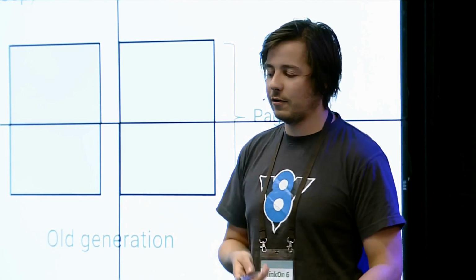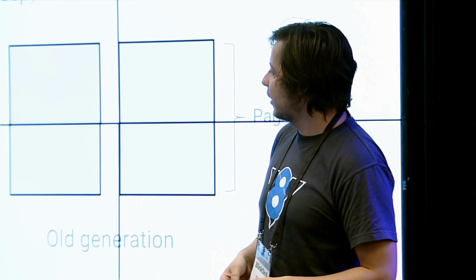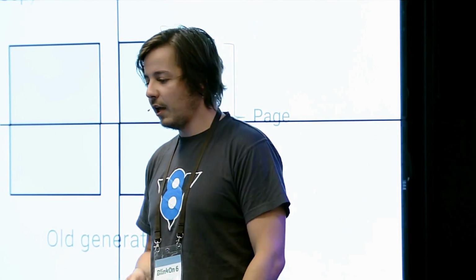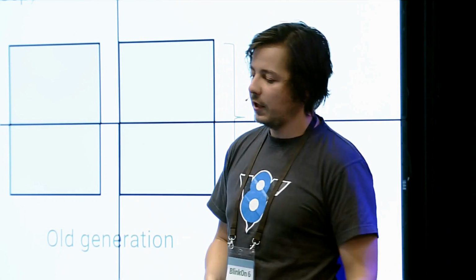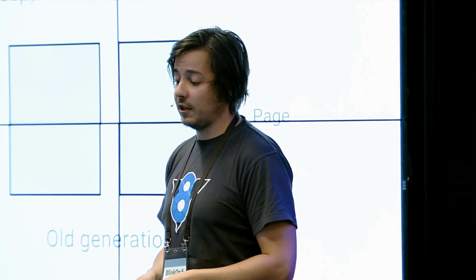The new generation is collected by a scavenger, and the old generation is collected by a full mark compact collector, which actually also collects the new generation. So how does this look like? As objects get allocated in one generation, sometime you hit a limit. And then we copy over all the live objects into a new space. And we don't touch the dead ones, and basically we get rid of them automatically.